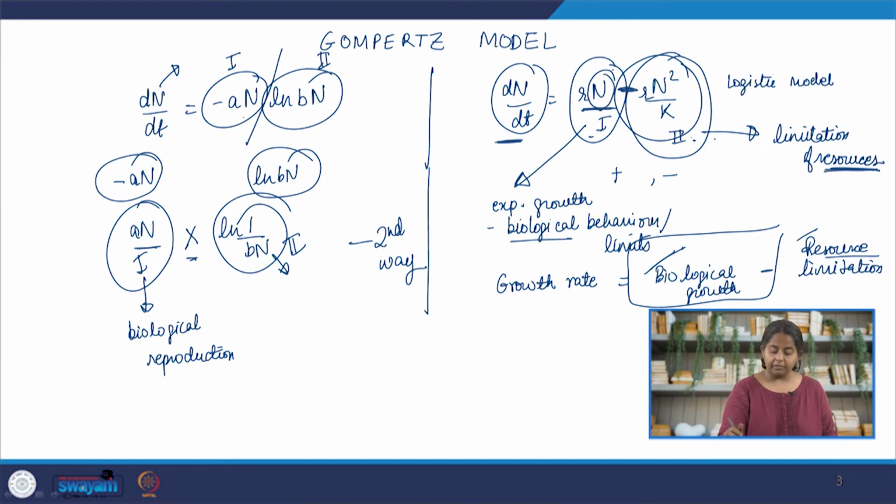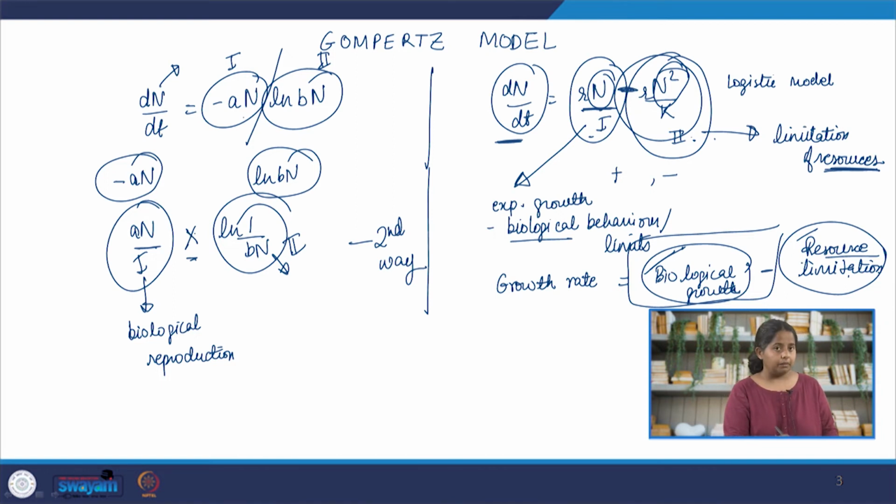For example, n is common in both biological growth and resource limitation. However, biological growth depends on the biological processes, while resource limitation depends on the environment. So, the driving causes of these two factors are independent and they are brought together by a plus or minus sign.